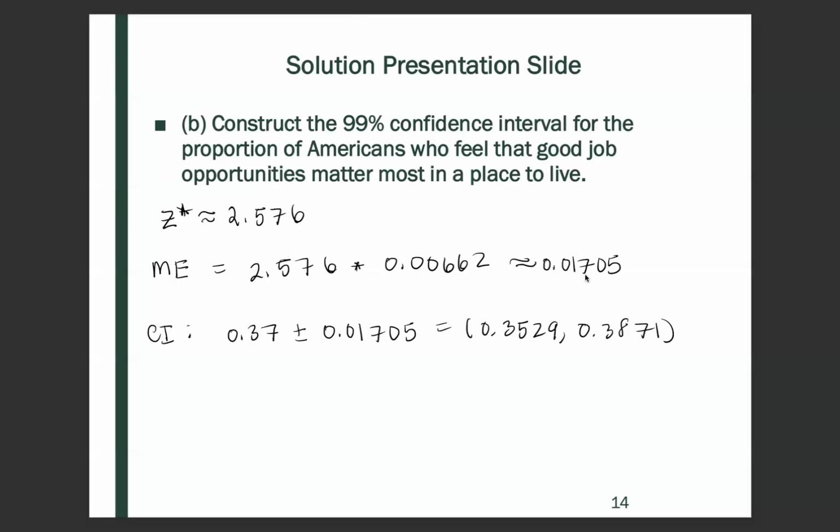So we get 0.01705. And now we can take our p hat plus or minus this margin of error. And so we get a lower bound of 0.3529 and an upper bound of 0.3871. That is our 99% confidence interval.